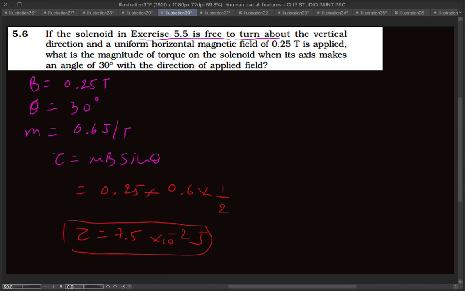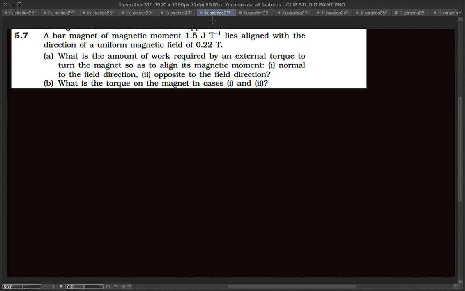Now exercise example number 5.7. This is one of the interesting examples. You cannot say that such a type of example is not to be asked. The only thing is why it is interesting: because they have given you a different type of story for two things. The very first thing is a bar magnet with a magnetic dipole moment, you have been given that m is equal to 1.5 joule per Tesla, and magnetic field B is equal to 0.22 Tesla. First of all, we have to find the amount of work done.